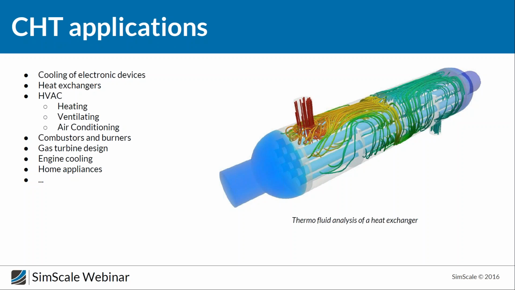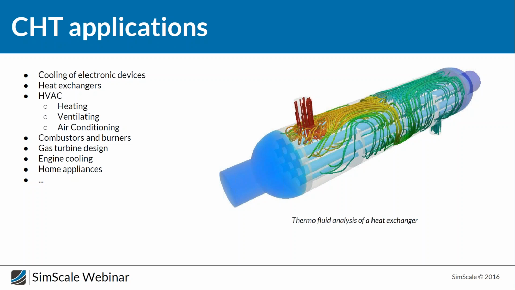As you see, on the right of this heat exchanger, the air enters, runs over the pipes, gains some heat, and as it leaves the heat exchanger, it already has a higher temperature. The color here represents the temperature. So heat exchangers are also a very typical example of CHT applications. Then we have HVAC. In all of the different applications of HVAC, we have several examples of CHT simulations. Combustors and burners, this is also a more specialized topic, but also a very common application for conjugate heat transfers.